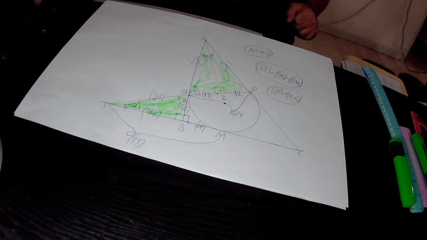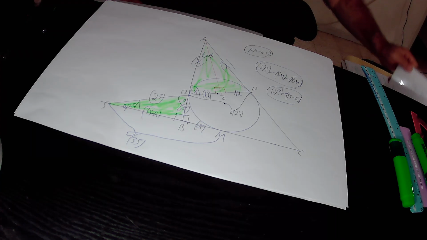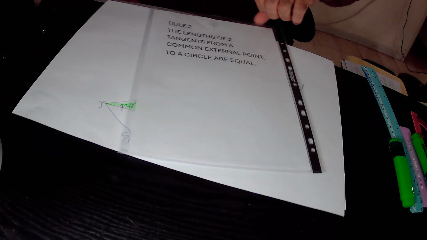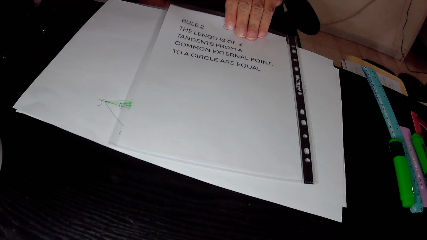So in the first step, we implemented rule 2 in our drawing. Repeat rule 2: according to rule 2, the lengths of two tangents from a common point to a circle are equal.